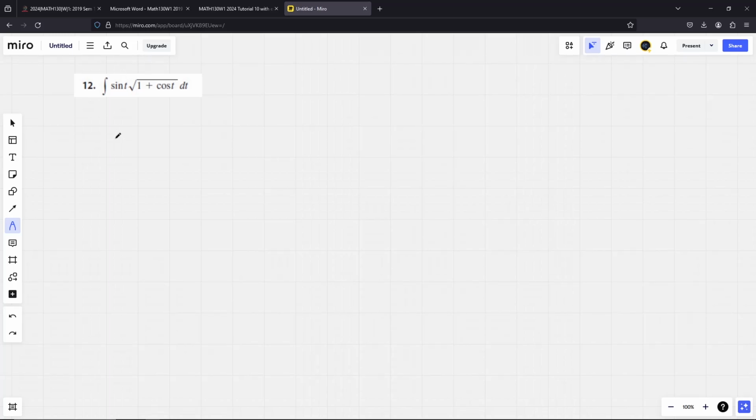Okay, so today we have the indefinite integral of sine t multiplied by the root of 1 plus cos t with respect to t. Now, firstly, 1 plus cos t looks like a problem area. And we know with problem areas, we set them equal to u. So u is going to be equal to 1 plus cos t.